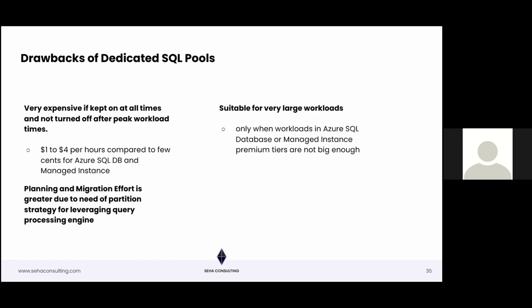As far as turning it on and off, we'll talk about that for drawbacks as well, because dedicated pools are very expensive. The lowest number of data warehouse units costs about $1 per hour, and the highest you can do is $4 per hour. Compared to a few cents for Azure SQL Database and managed instances. So if you're going to keep it on at all times, this option is very expensive.